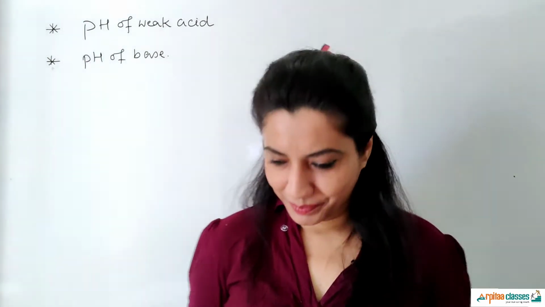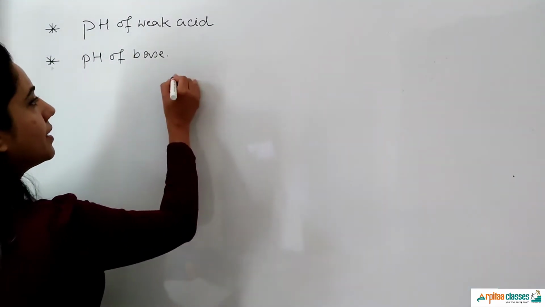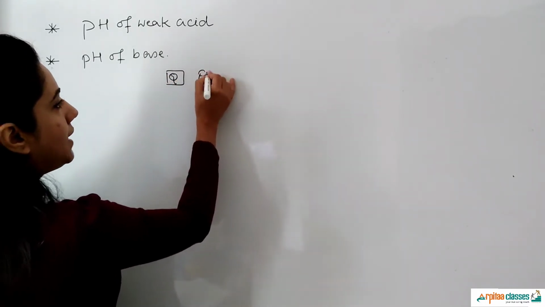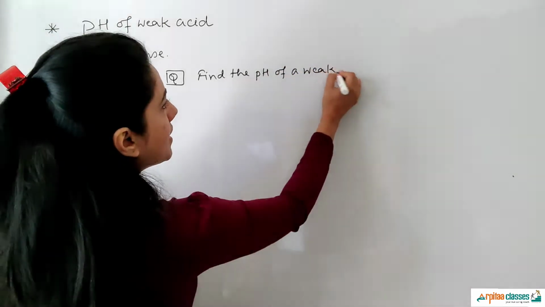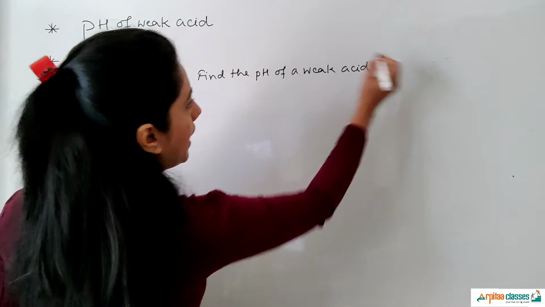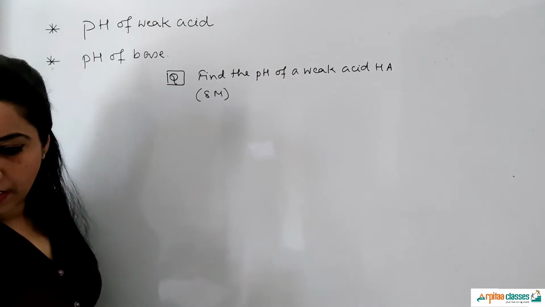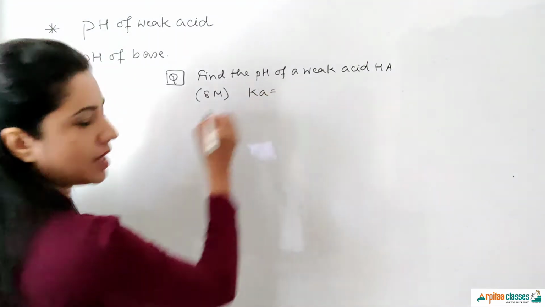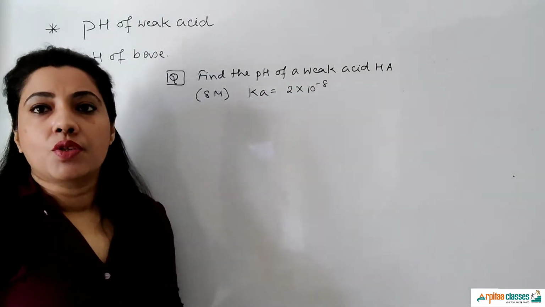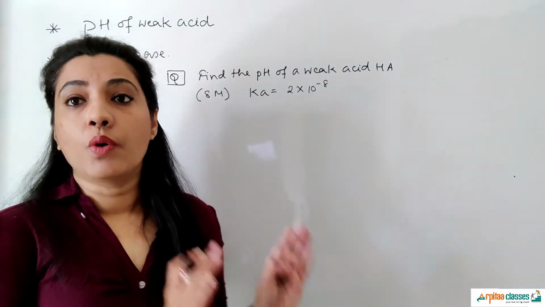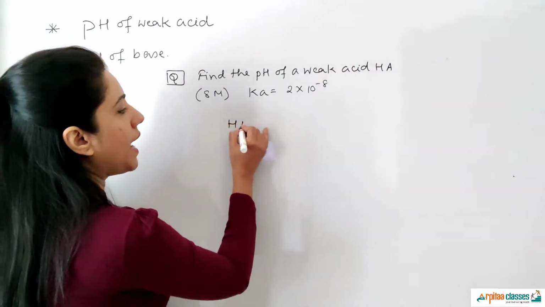Let's get started. Your first question is, find the pH of a weak acid HA. The concentration is given as 8 molar, and Ka of this acid is given as 2 into 10 raised to power minus 8. So for a weak acid we already know Ostwald dilution law. We have derived that. So let us see how this weak acid dissociates.